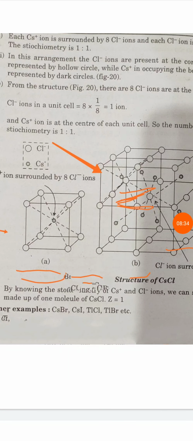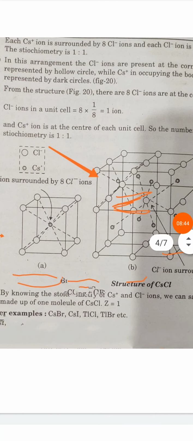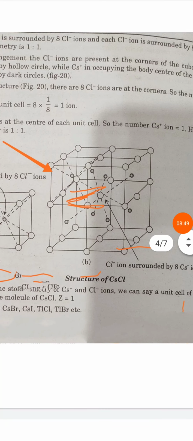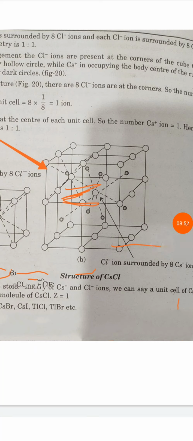In structure A we have seen that the cesium ion, which is present in the body center, is surrounded by 8 chloride ions, and as shown in structure B, each chloride ion is surrounded by 8 cesium ions. So the stoichiometry is 1:1. Another example of this type is cesium bromide, cesium iodide, thallium chloride, thallium bromide, etc.